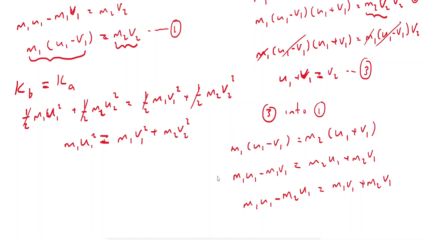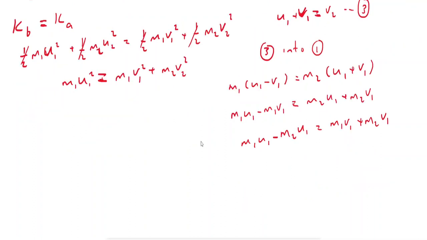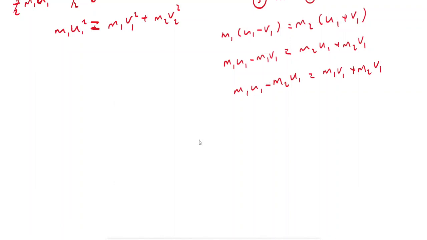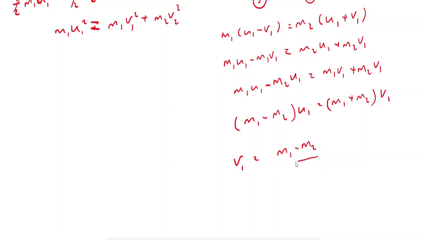All right, so from here it's very easy. You can actually solve for this very easily. If you take U1 out, you just end up with M1 minus M2, and then on this side you take V1 out, and this is M1 plus M2. Then V1 is going to be equal to M1 minus M2 divided by M1 plus M2, times U1.